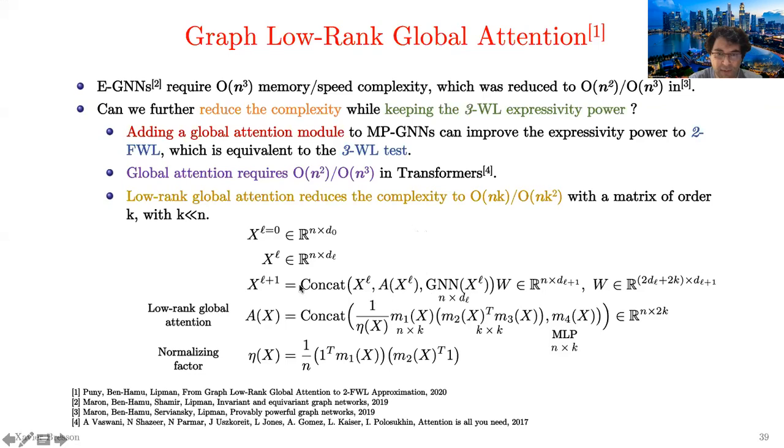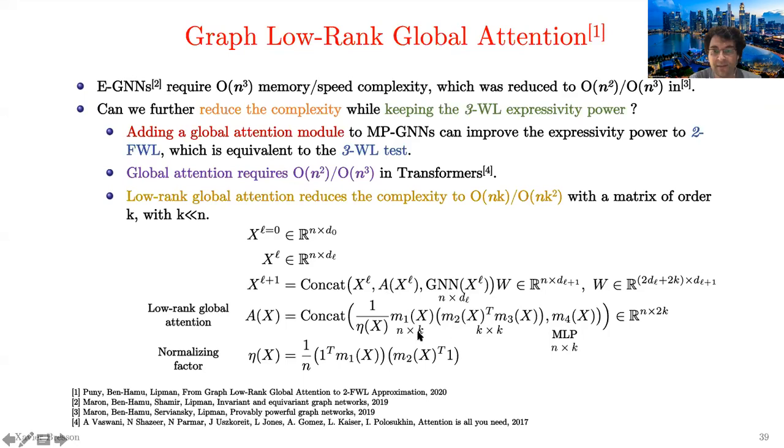So you see that the feature at the next layer will be a concatenation of the feature at the current layer. Then you have your favorite GNN layer here, and then you have this low rank global attention here, AXL. Basically this is computed like this: you have an MLP applied on X, and then an MLP, so M is N times K.